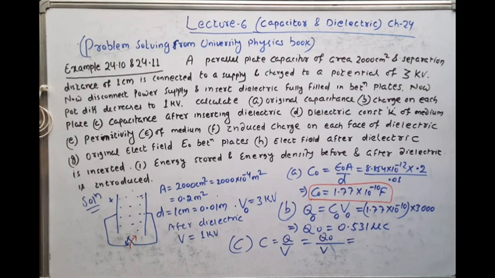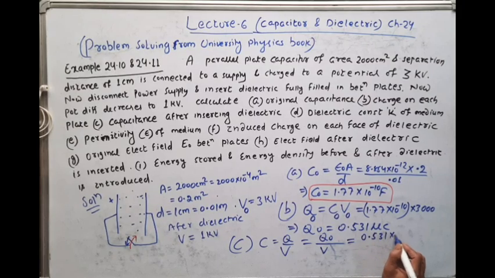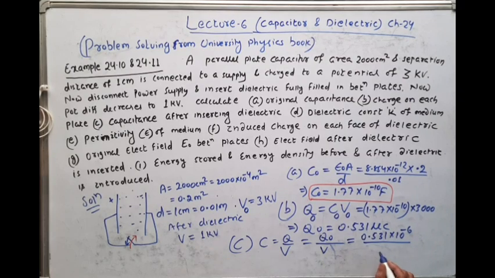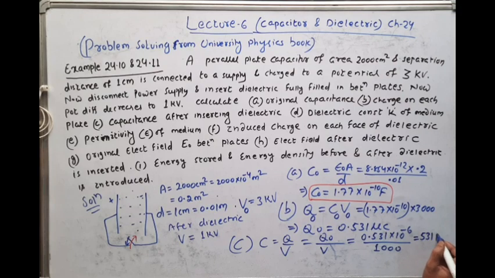So Q naught is 0.531 micro, micro meaning 10 to the power minus 6, divided by the new potential difference developed across the capacitor, 1 kilovolt, that is 1000 volt. Now you just calculate. It will come to 531 picofarad. Pico means 531 into 10 to the power minus 12 farad. So this is the answer.